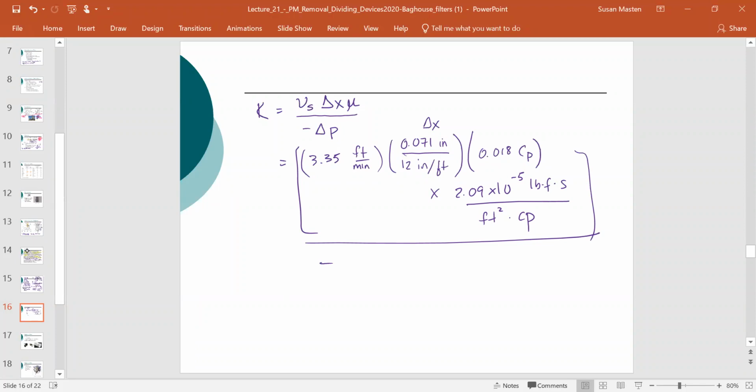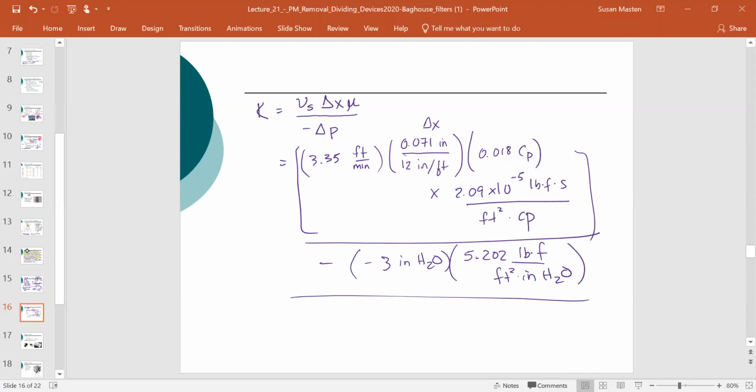by the pressure drop. And this is a negative, it's a pressure drop, so it's negative inches of water. And we're just converting pound force per pound per foot squared, inches of water. And that gives us 7.96 times 10 to the minus 12 feet squared. So that is K. So that's our permeability.